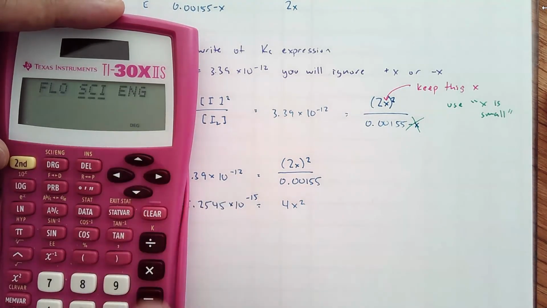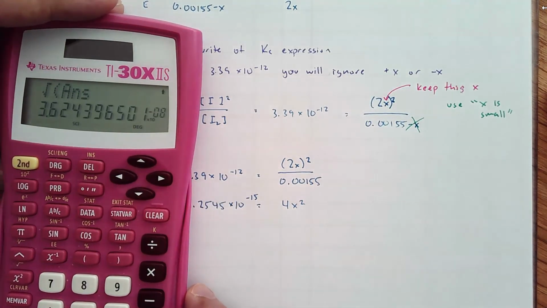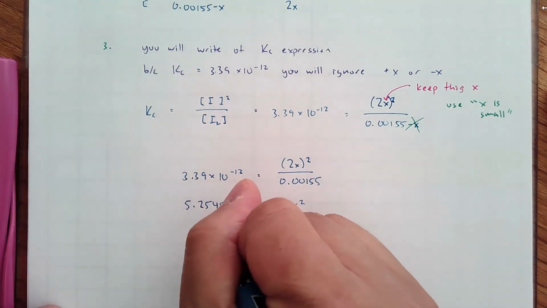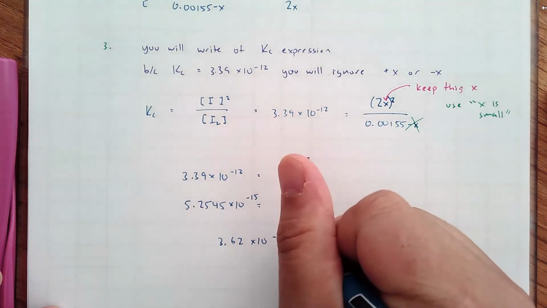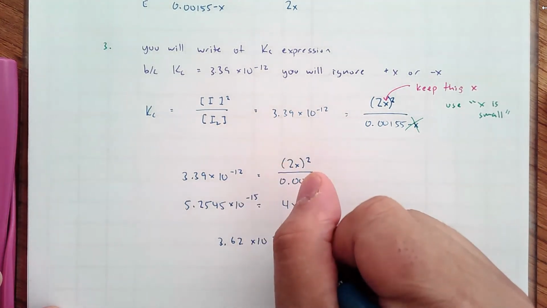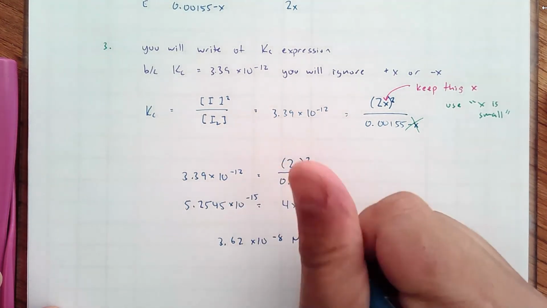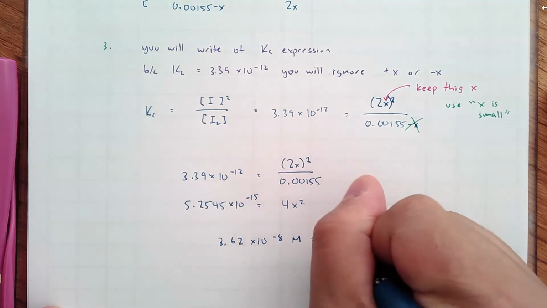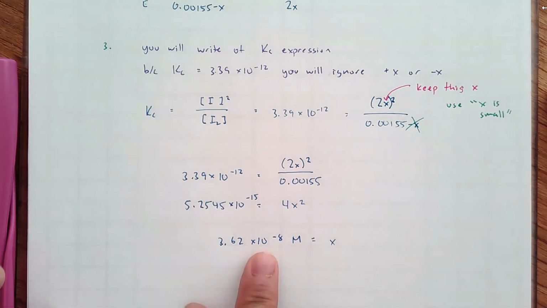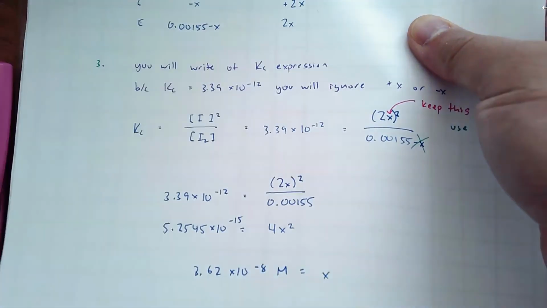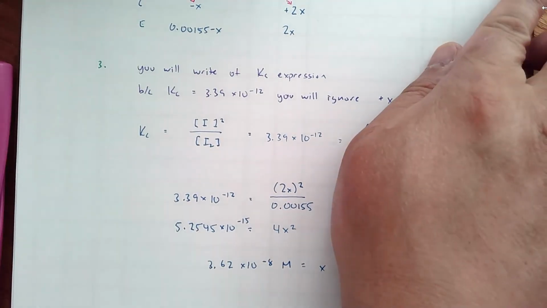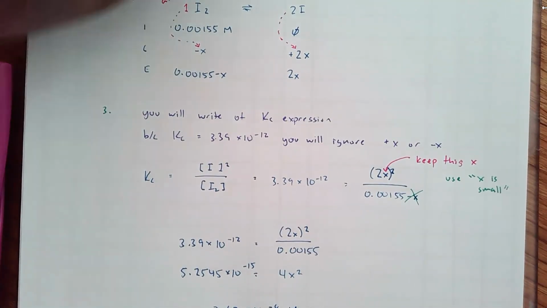Let me get to scientific notation, and it's pretty tiny. 3.62 times 10 to the minus 8, and that is the molarity, equals x. And we're going to plug that number up here. Okay, so there are a couple things. We're not quite done, but we did the hard part.